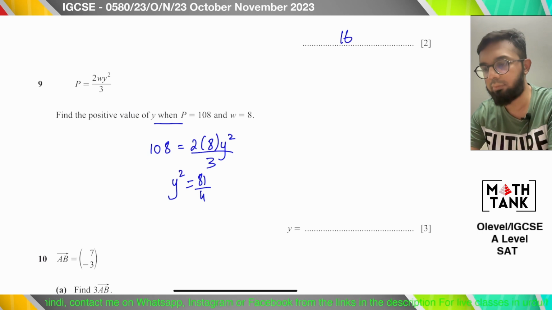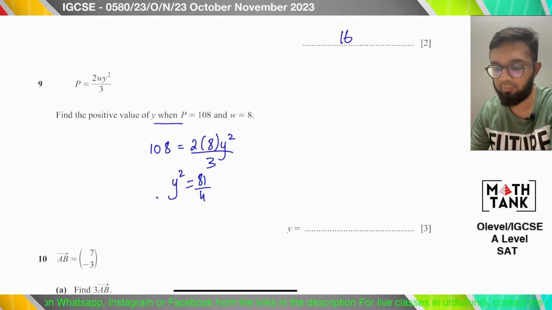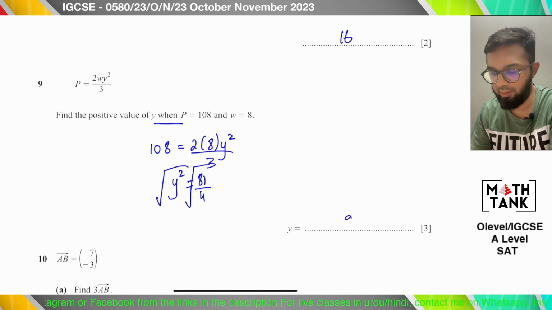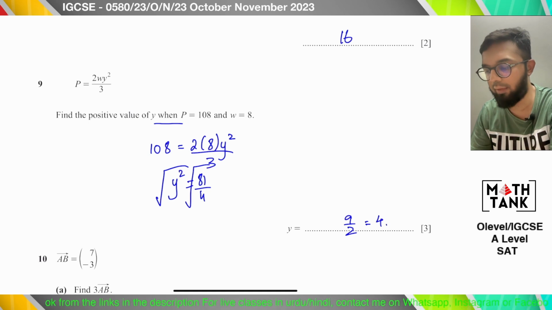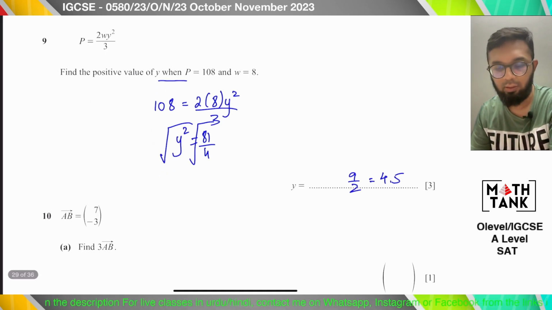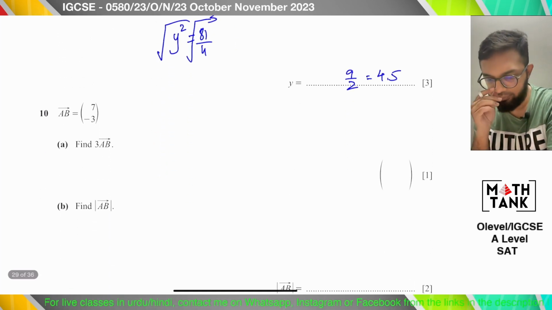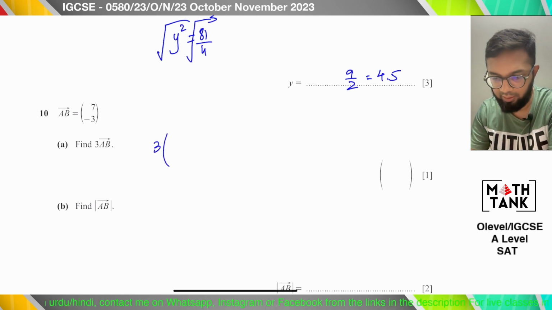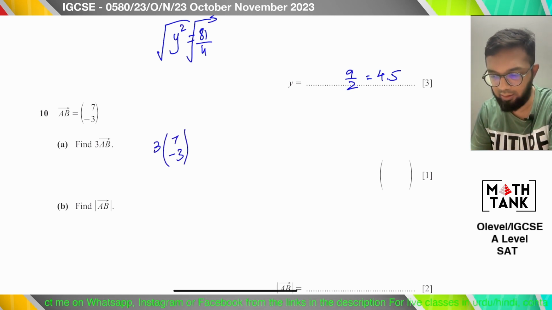81 over 4. Then you take a root. So you get 9 over 2 or 4.5. I have the vector AB and I want to find 3 times AB. So 3 times 7 and 3 times minus 3. So I should get 21 and minus 9.